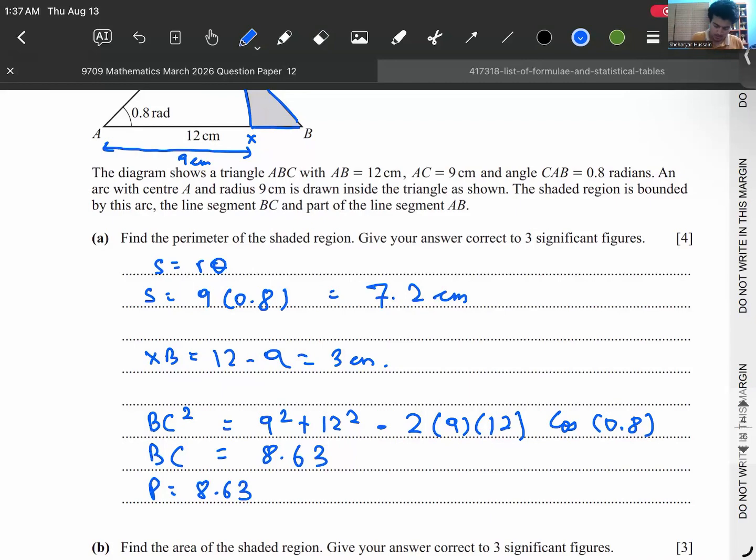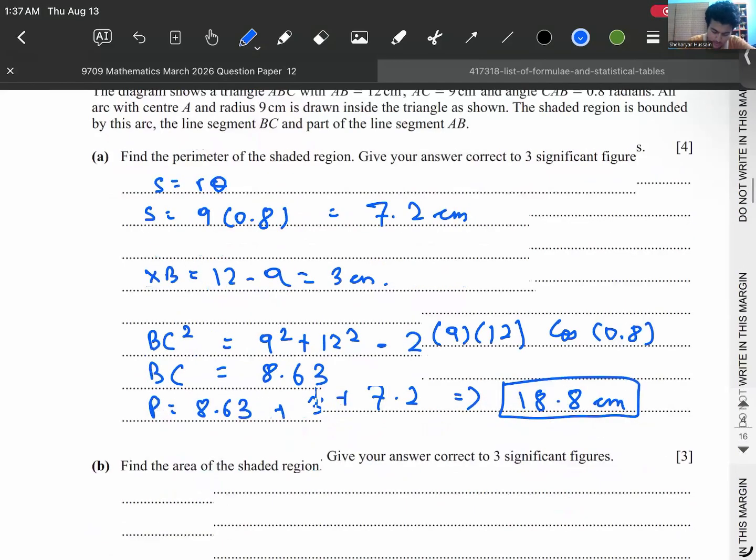plus 3 plus 7.2 centimeters. That comes out to being 18.8 centimeters, correct to three significant figures. Okay. Now, part B says to find the area of the shaded region.